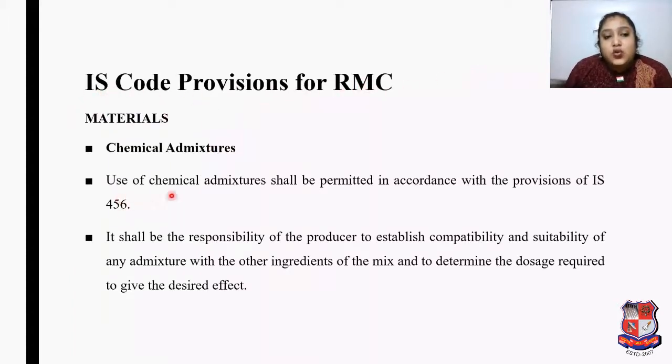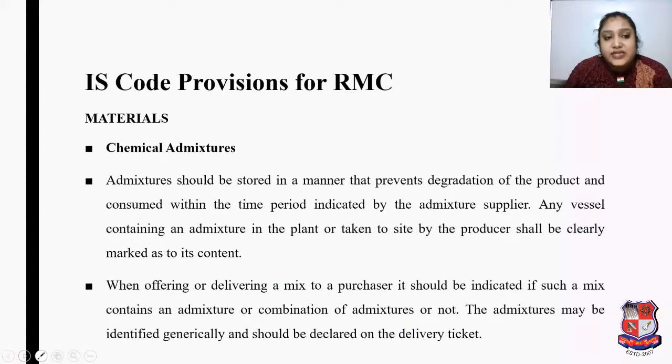If we talk about the chemical admixture under the material as per IS code provision for ready mix concrete, then use of chemical admixture shall be permitted in accordance with the provision of IS 456. It shall be the responsibility of the producer to establish compatibility and suitability of any admixture with the other ingredients of the mix and to determine the dosage required to give the desired effect.